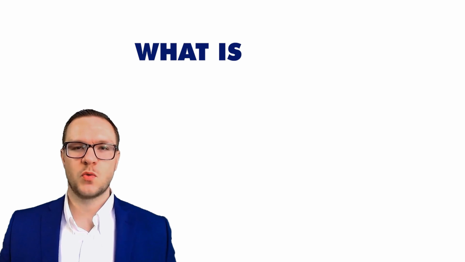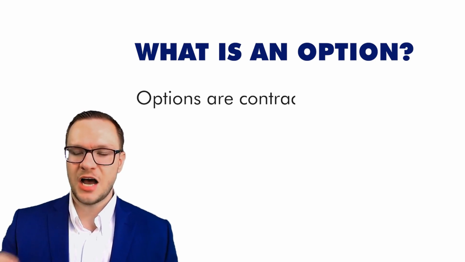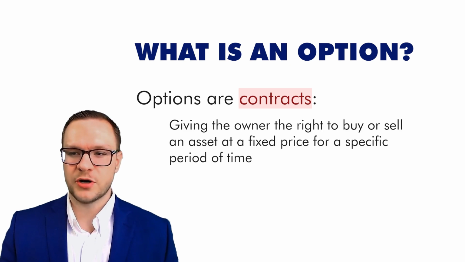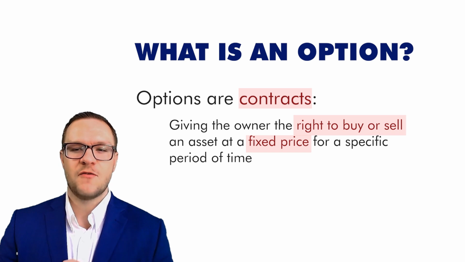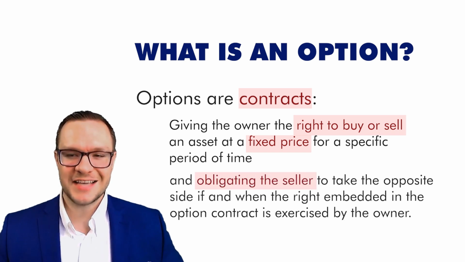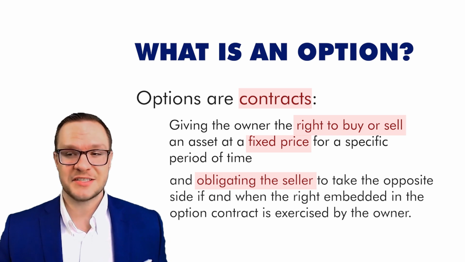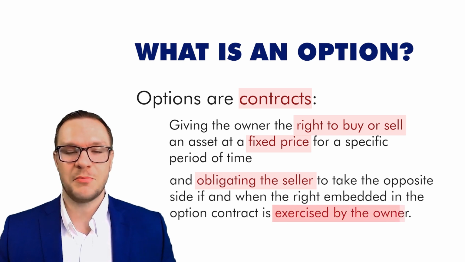So first things first, what is an option? Now I'm going to read the definition of one here. Options are contracts giving the owner the right to buy or sell an asset at a fixed price for a specific period of time, and obligating the seller of that option to take the opposite side if and when the right embedded in the option contract is exercised by the owner.